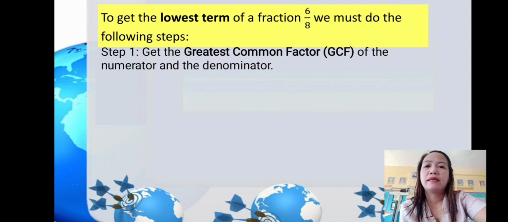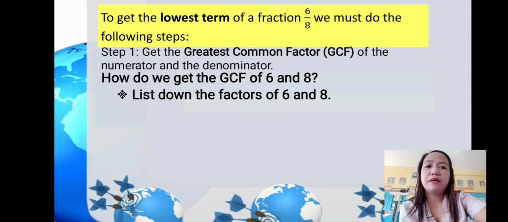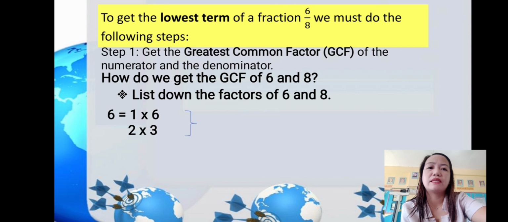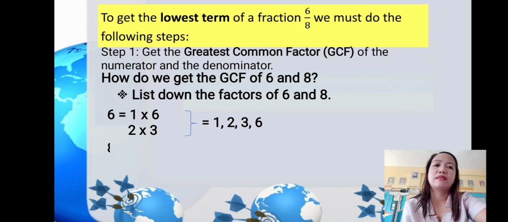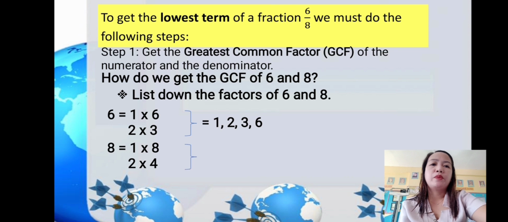Step 1. Get the greatest common factor of the numerator and the denominator. How do we get the GCF of 6 and 8? Kagaya ng sabi ko kanina, list down the factors of 6 and 8. The factors of 6 are 1, 2, 3, and 6. The factors of 8 are 1, 2, 4, and 8. So, ang kanilang GCF ay 2.